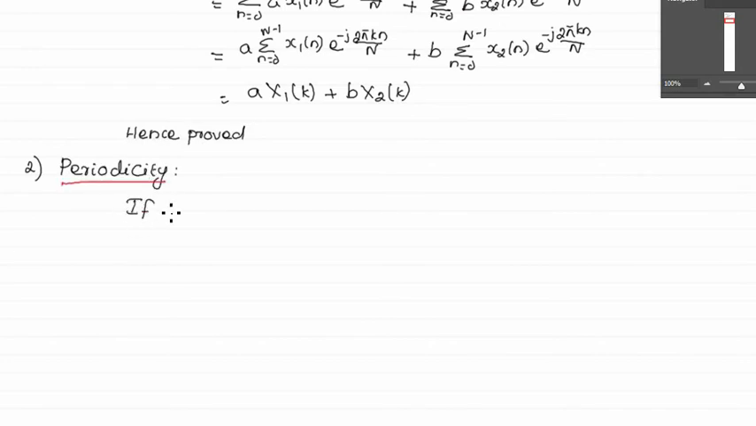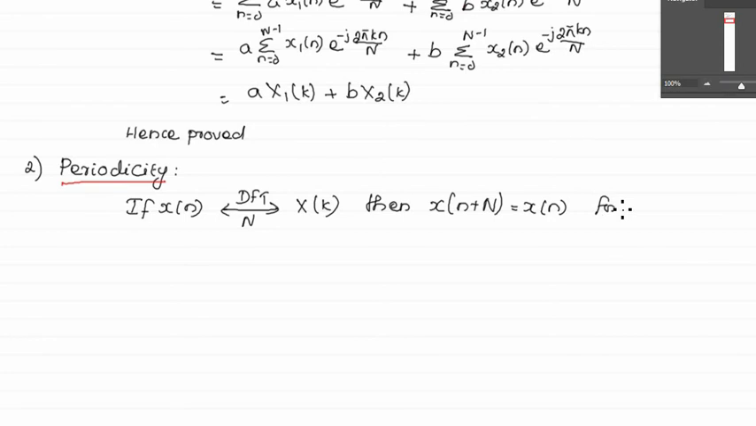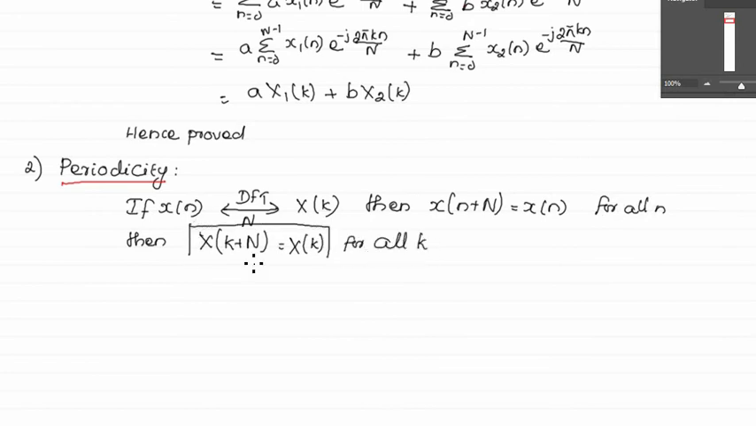If x of n, when you are taking N-point DFT, is equal to X of k, and x of n plus capital N equals x of n for all n, then capital X of k plus N is equal to capital X of k for all k. Now let us see the proof.